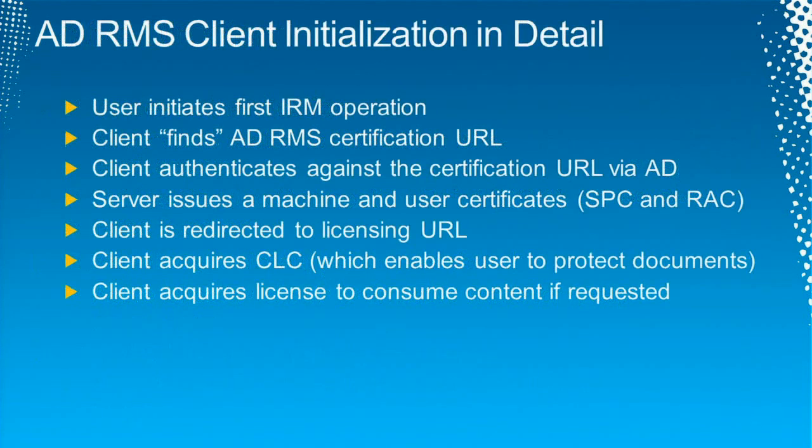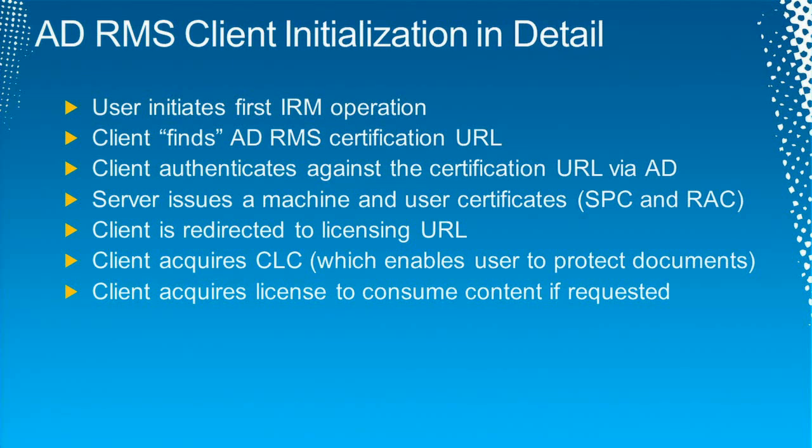All right, so here's the AD RMS client initialization in detail. Essentially, the user initiates the first IRM operation. So I click publish within Office. It'll then find the certification URL, through Service Discovery or the SCP. You can also use registry overrides, and we'll talk about that. Then the client's going to authenticate against the certification URL via the AD, right? So I have to get that user identity in, and we're going to authenticate that identity against the AD.